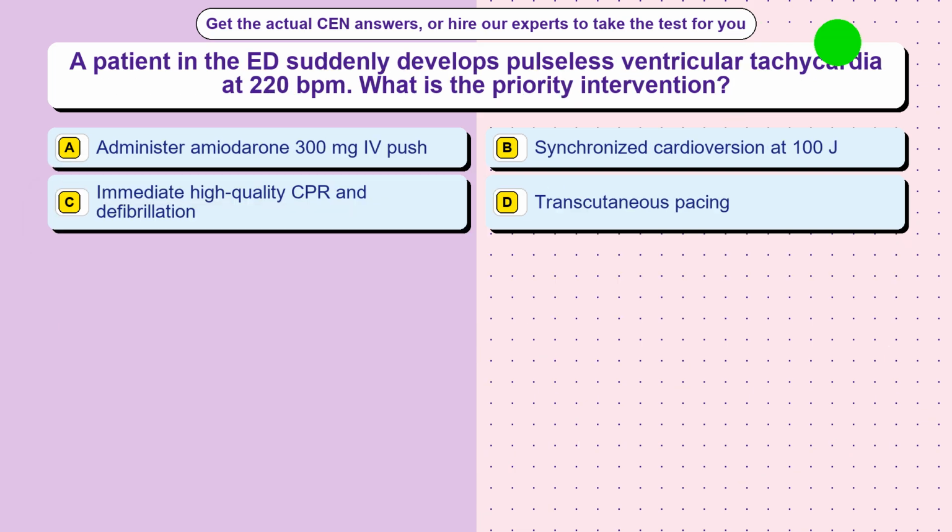Question 87. A patient in the ED suddenly develops pulseless ventricular tachycardia at 220 bpm. What is the priority intervention? Option A, administer amiodarone 300 mg IV push. Option B, synchronized cardioversion at 100 J. Option C, immediate high-quality CPR and defibrillation. Option D, transcutaneous pacing.